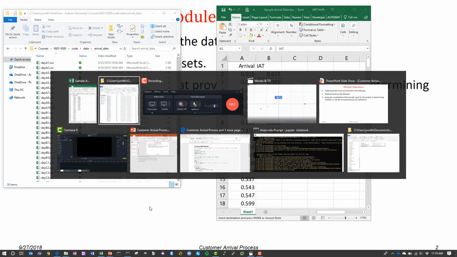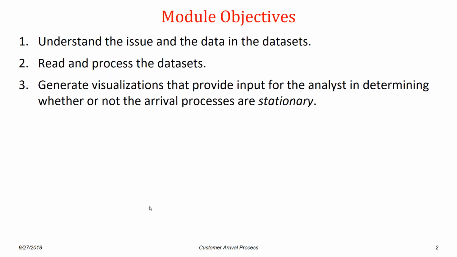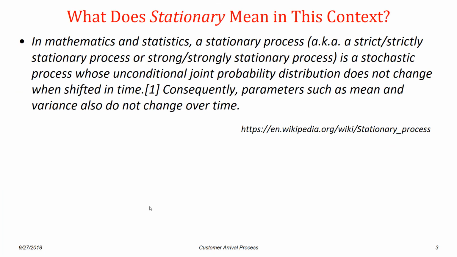So now the question is, well, what do we mean by stationary or stationarity? And so I pulled the definition from Wikipedia. It says a stationary process is a stochastic process whose unconditional joint probability distribution does not change when shifted in time. Consequently, parameters such as mean and variance also do not change. So in our context, basically what that means, if you think about the food truck, we're interested in, does that process change over time?